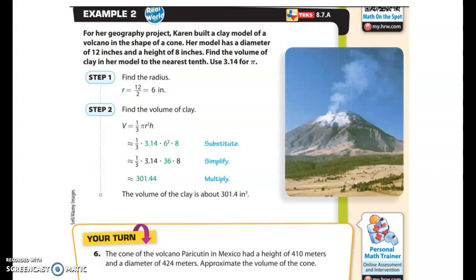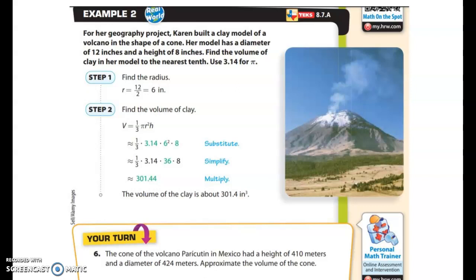Okay, so first things first, we're going to look at the example problem that we have here. So example number 2 is looking at the clay model of a volcano. As we know, the volcano is going to be shaped like a cone. So that's exactly where we're going to start.